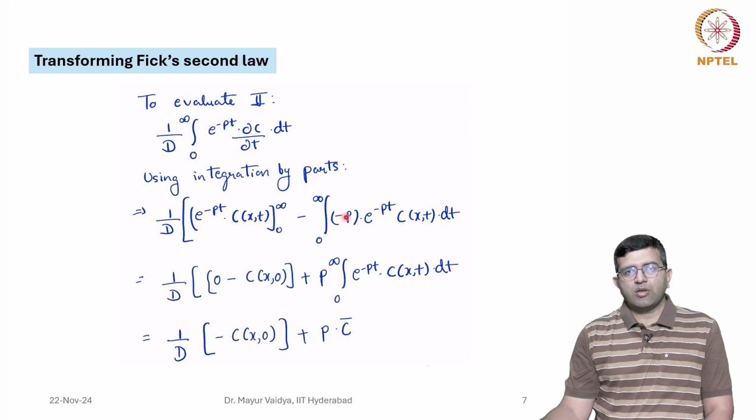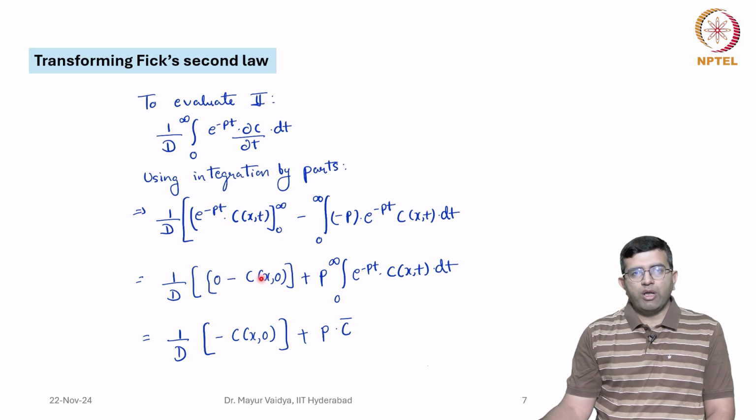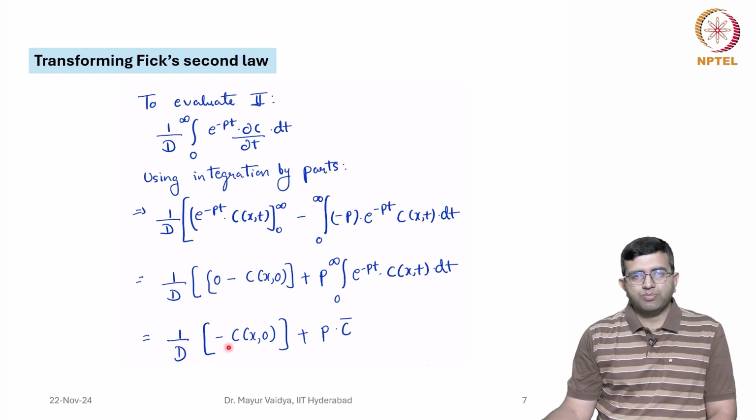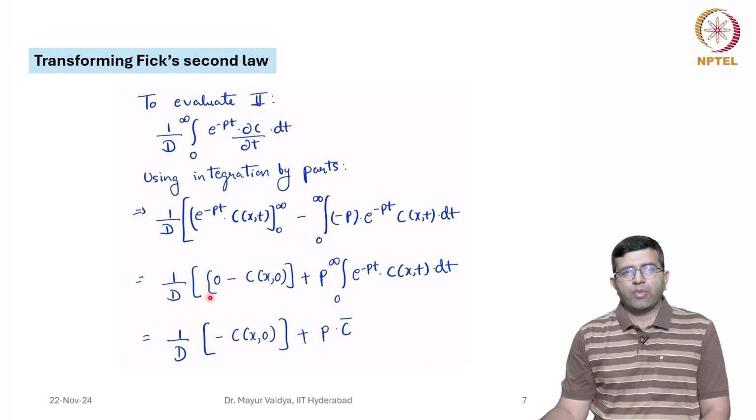The derivative of this function is nothing but minus p into e power minus pt multiplied by c of x comma t dt. Now if you put infinity instead of t, then you know that e power minus infinity is 0. So, this is 0 here, minus, when you put 0 here, this term goes to 1, and here we write it as c of x comma 0. Then the minus minus becomes plus, and you have plus p, which is out of the integral, into e power minus pt c of x comma t dt. By now, you should be able to recognize what this is. This whole integral is nothing but the Laplace transform of c. So, now it becomes equal to 1 by d times minus c of x comma 0 plus p times c bar.